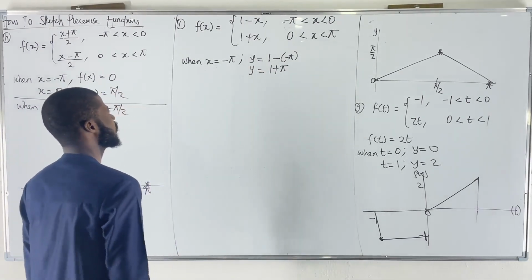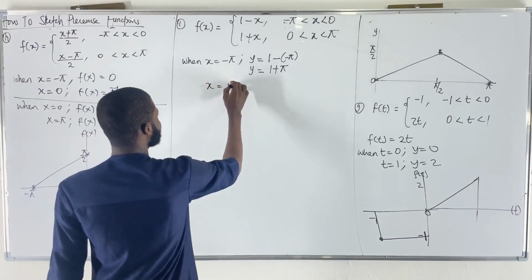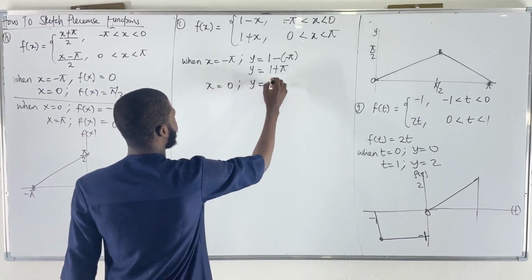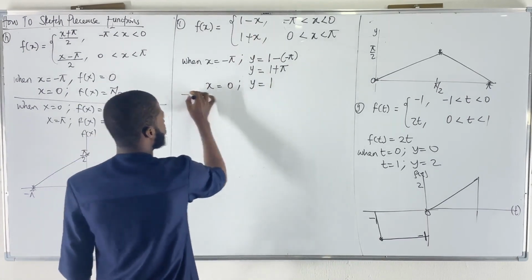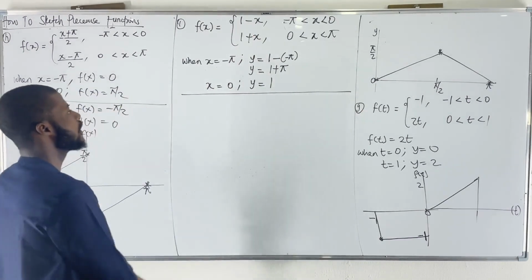So y is equal to 1 plus pi. Then next, when x is 0, y is just going to be 1, because when you see 1 minus 0, that's just 1. So I'm going to keep that point.